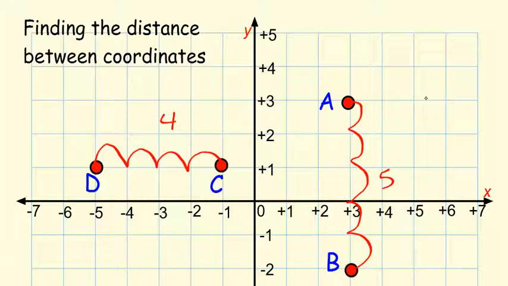I can also look at it like a temperature thing. If I'm at positive 3 and I go all the way down to negative 2, from 3 to 0 would be 3 spots, and from 0 to negative 2 would be 2 spots. So altogether, that's 5. If here I'm going from negative 5 to negative 1, that would be 4 spots.